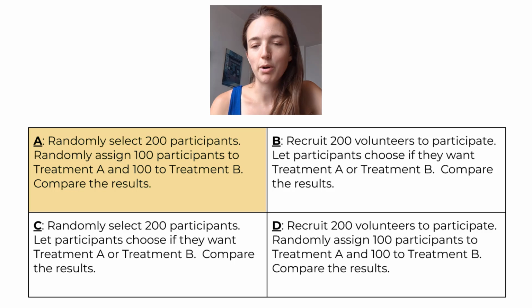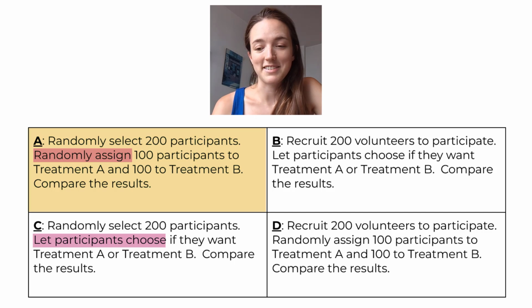So A and C both start off better because they have randomly selected participants. And then after that, A seems better because they are randomly assigning the treatments. They're randomly assigning 100 participants to A and 100 to B, and then they're going to compare the results. C, on the other hand, let participants choose if they want treatment A or B. Now, if they just call them treatment A and B, I guess the participants won't really know which one is which. But in general, you shouldn't let your participants choose which treatment they're getting.